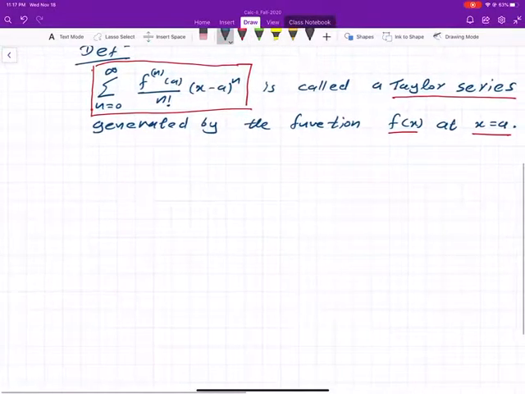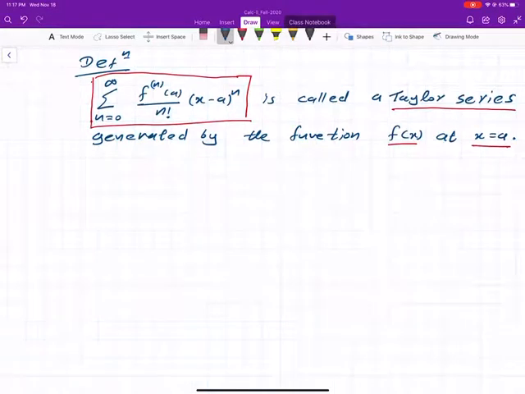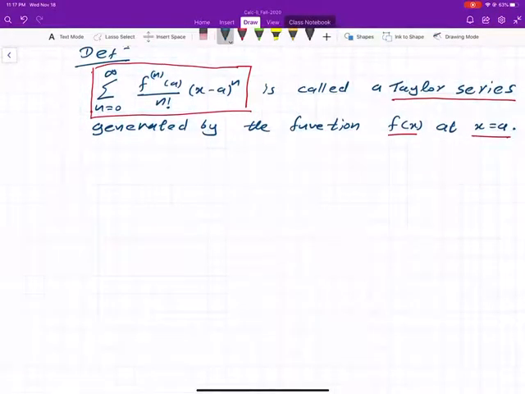Now I have to introduce you the Maclaurin series. Actually, Maclaurin series is a special case of Taylor series. All right. So you know Taylor series is a special case of power series. Maclaurin series is a special case of Taylor series.